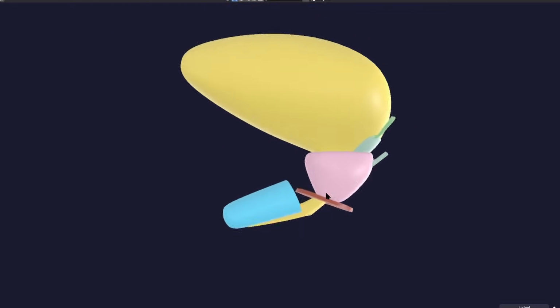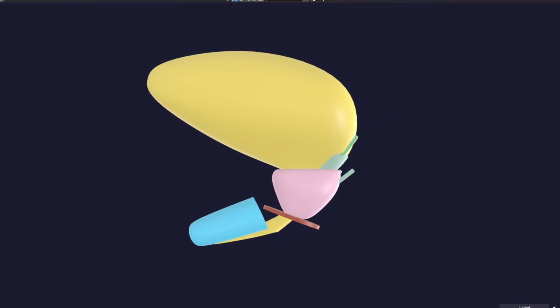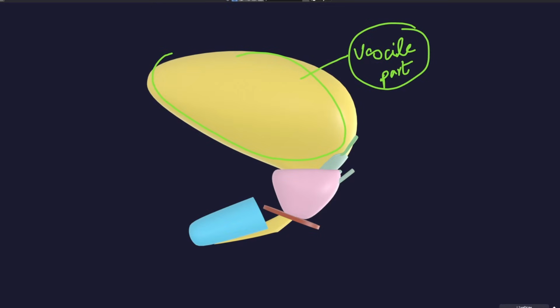Now let's just review it here. So here we have which part? Here is the vesicle part, which consists of some proximal part of the allantois. Somewhat here there will be some proximal contribution of the allantois. So the proximal part of the allantois along with the vesicle part of the urogenital sinus will form the urinary bladder.